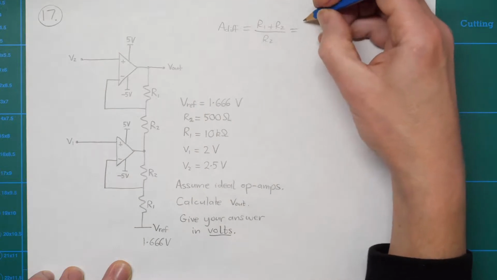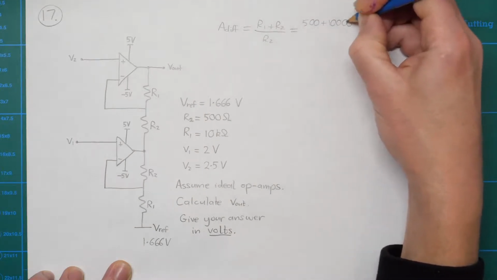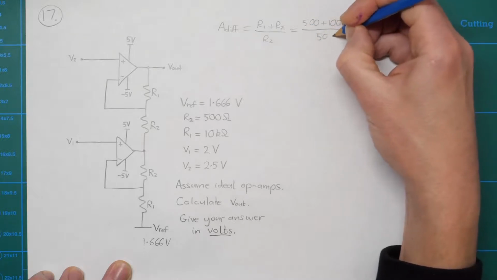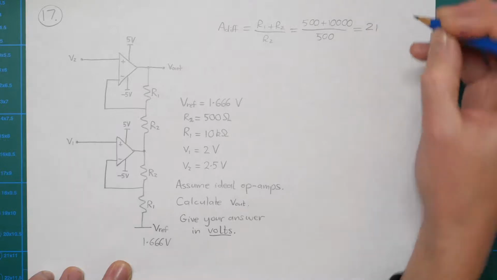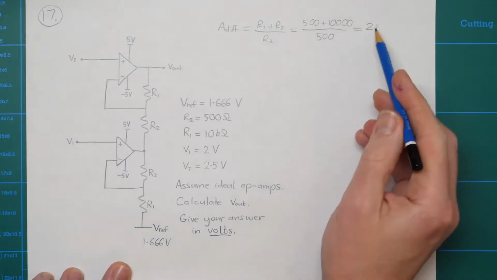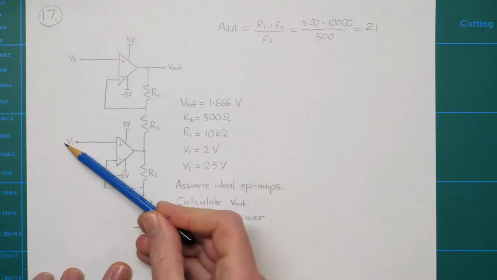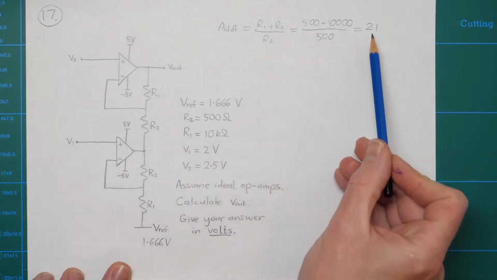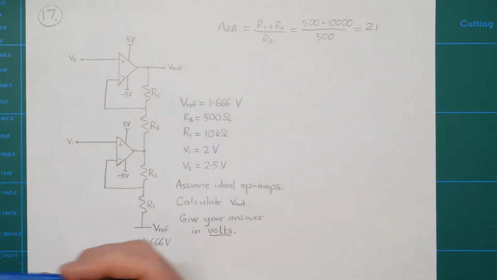And that's going to be 500 plus 10,000 over 500, which is equal to 21. So the differential gain here is 21. So whatever the difference is between these two input voltages, that's going to get multiplied by 21, then added on to the reference voltage, and that's what we're going to get at the output here.